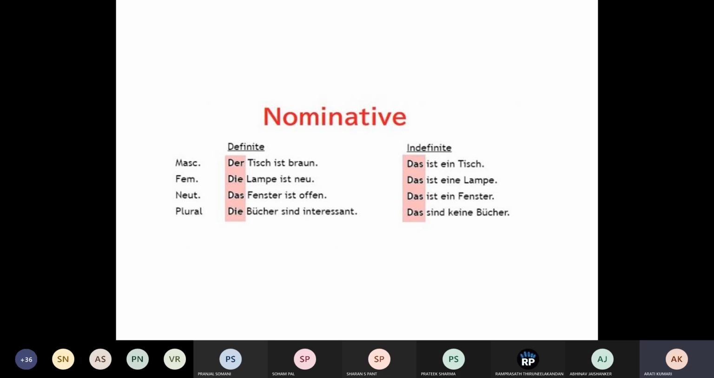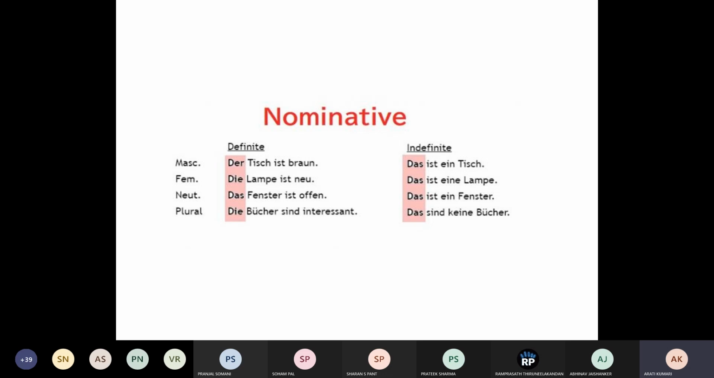And the case, I think we will go to the topic of the case in the next class. This is called nominative case. Next class we will learn nominative and accusative case. Nominative case is basically when you make a sentence, you apply the rule of nominative case for the subject in the sentence. So the table you see here will be applied for the subject.